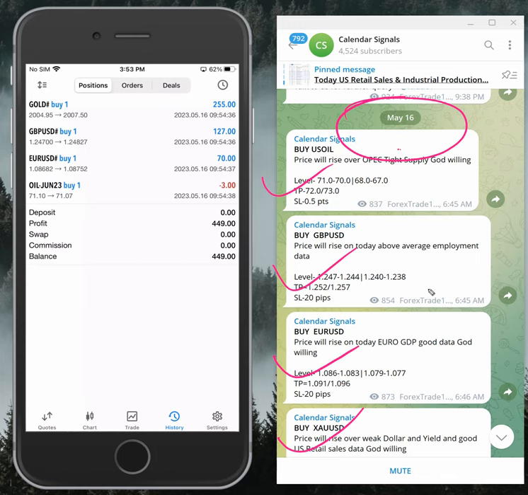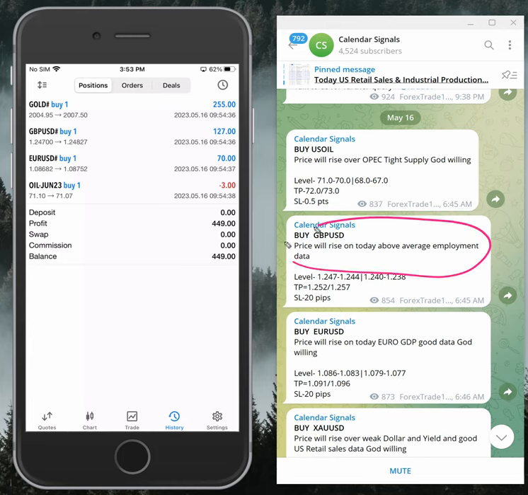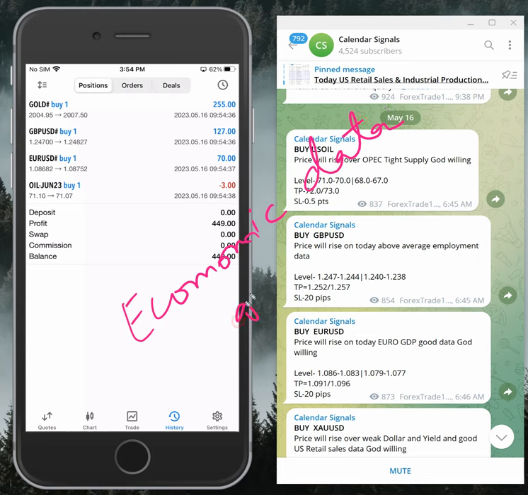So these four signals we gave today, and all these signals were given based on strong reasoning for why we are giving the script buy or sell. The reasoning is mentioned here. For example, for buy oil, the reason is price will rise over OPEC tight supply, God willing. Likewise, in each and every signal we give the reasoning. This reasoning will usually be based on economic data or news. Also we are considering oversold or overbought market conditions. So these are the reasons we consider, and we post the signals based on that.